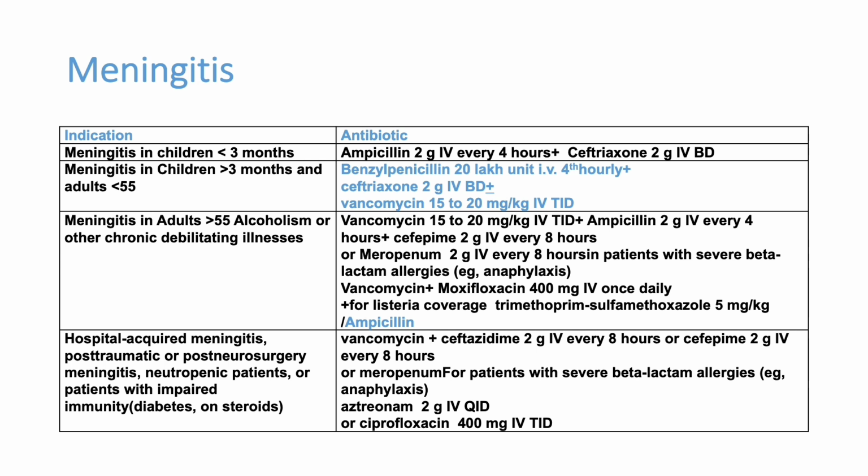Now another important condition which can come to the emergency room is meningitis, infection of the meninges. Whenever we are seeing a meningitis case, we have to always take a proper history. MRI may be required, LP may be required in this type of patients. Before starting antibiotic, we have to give dexamethasone. So after giving dexamethasone, we can start the antibiotic.